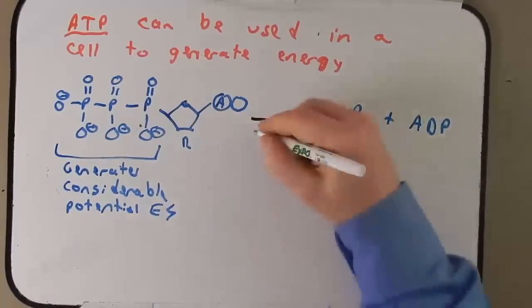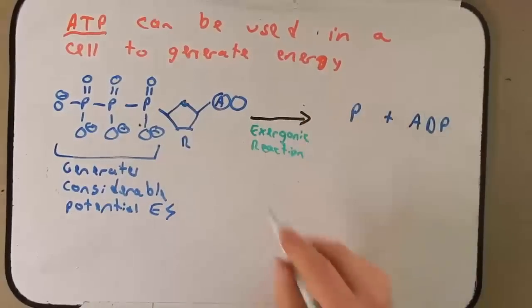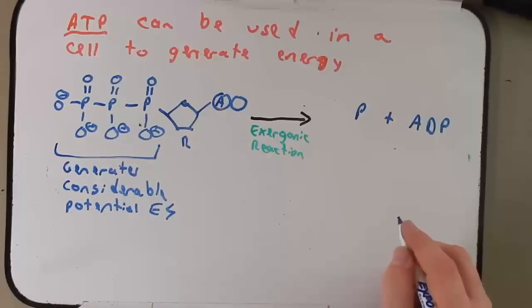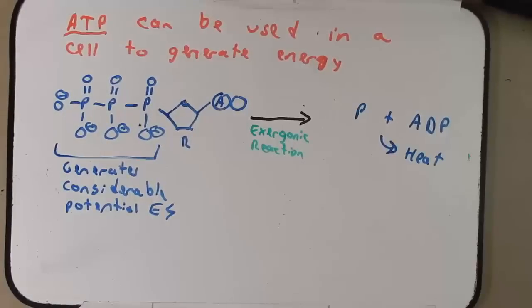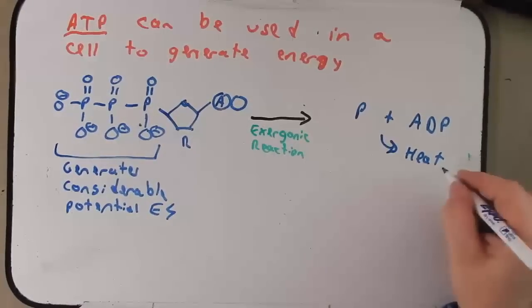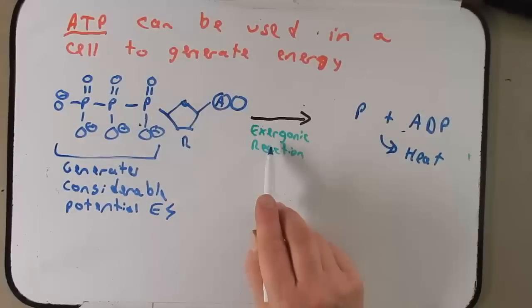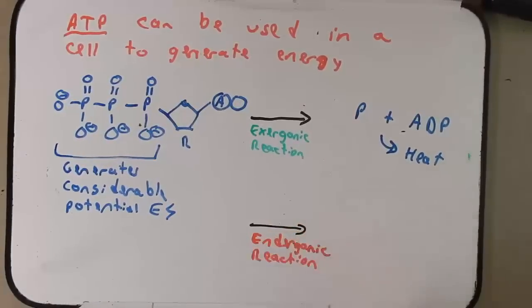This is an exergonic reaction. It's going to release energy. So now, if this reaction occurred in a test tube, this hydrolysis would just be lost as heat. But in a cell, it's not lost as heat. Rather, the energy that's released from this exergonic reaction will be used to make an endergonic reaction possible. So how does this occur?